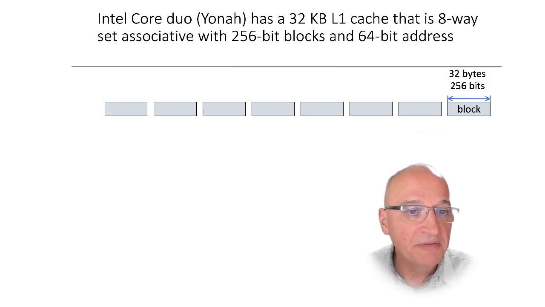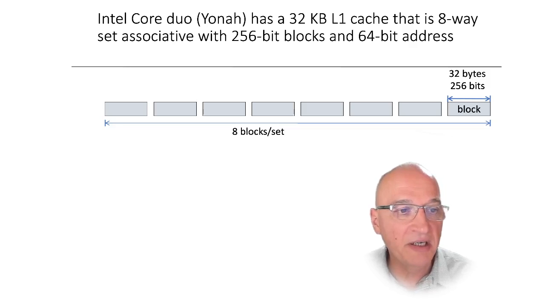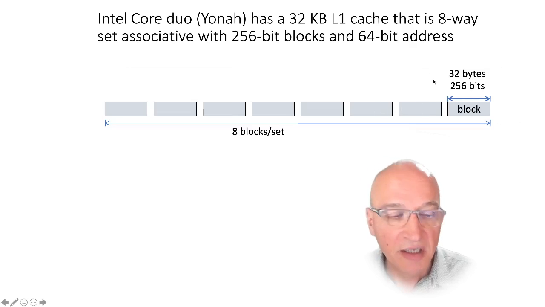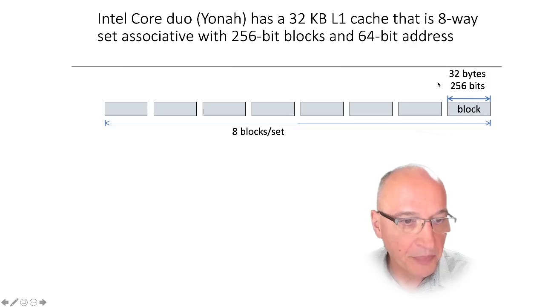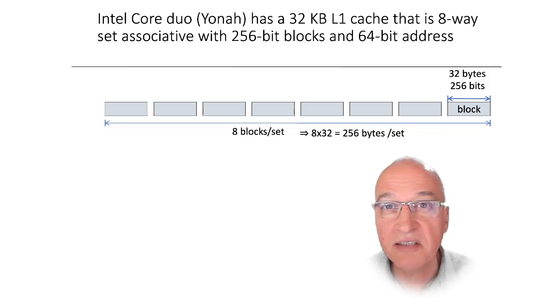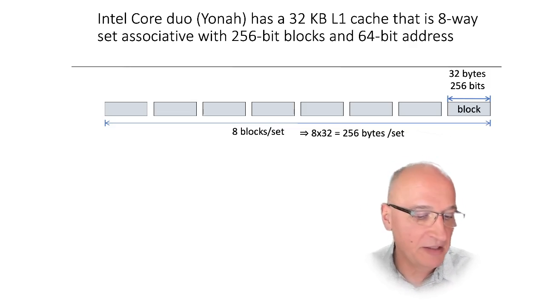And I have 8 of those blocks in a set, because the information that I have is that this is an 8-way set associative cache, so there will be 8 blocks or 8 ways in each one of the sets. And so with 8 blocks per set, this is 8 times 32 bytes, I have 256 bytes per set in this cache.